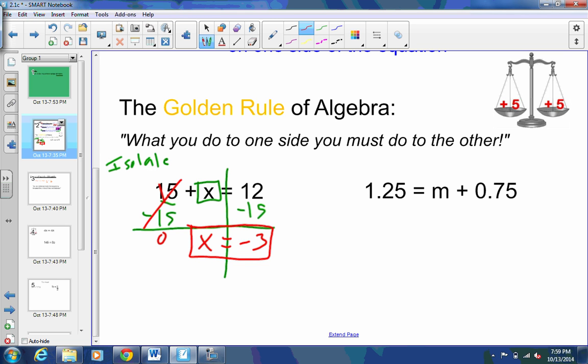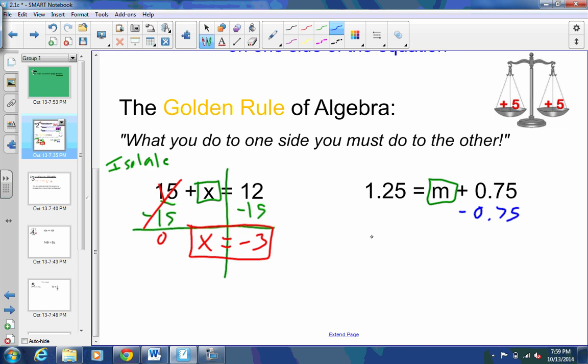All right, let's try one more. Looking over to the right, we have 1.25 equals m plus 0.75. Now, if you remember, we want to isolate that variable, so that's m. We're going to keep that by itself on that side. What we can do is get rid of that 0.75 by subtracting. So this is adding 0.75. Let's do the inverse operation and subtract it.